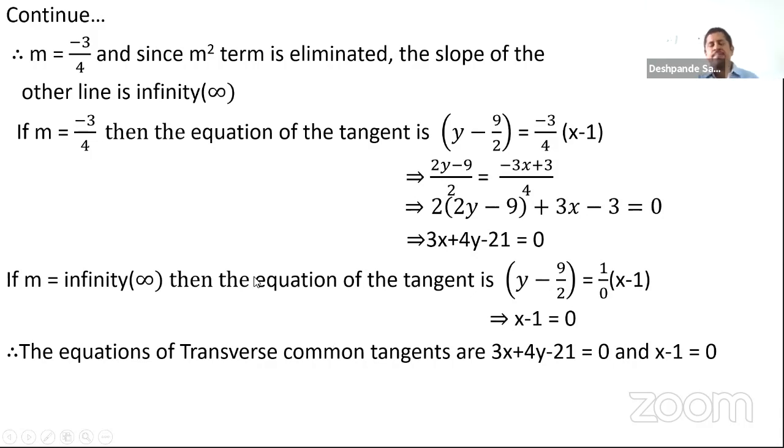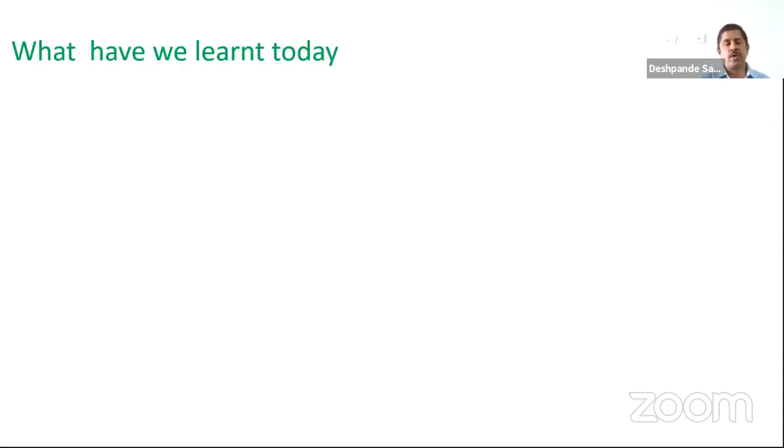So understood, children? The two problems which you have taken require a lot of practice and a lot of attention from you, and you need to revisit these slides again and again and try to solve them. Okay, so with this, we just end the session. Let us recollect what we have done here.